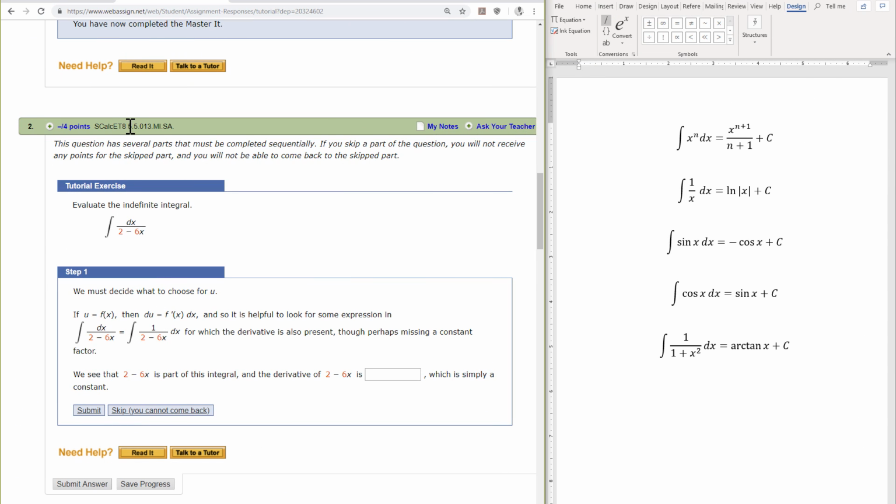This is a problem from your lab, section 5.5. They want us to evaluate the indefinite integral. We have a dx divided by 2 minus 6x.